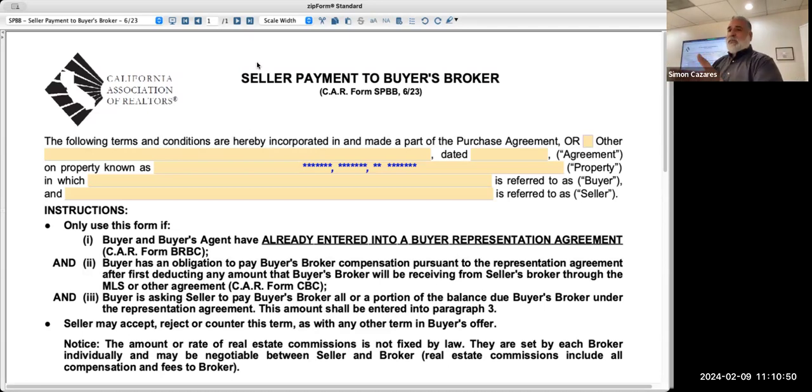It's not what I said, but it's what you can prove in what I have in writing, right? So the seller payment to the buyer is just one of those layers of documentation that you need. The CBC form will illustrate that you are going to submit that with the purchase agreement, the CBC, and if you have a buyer representation agreement, you're going to also include the SPBB form.